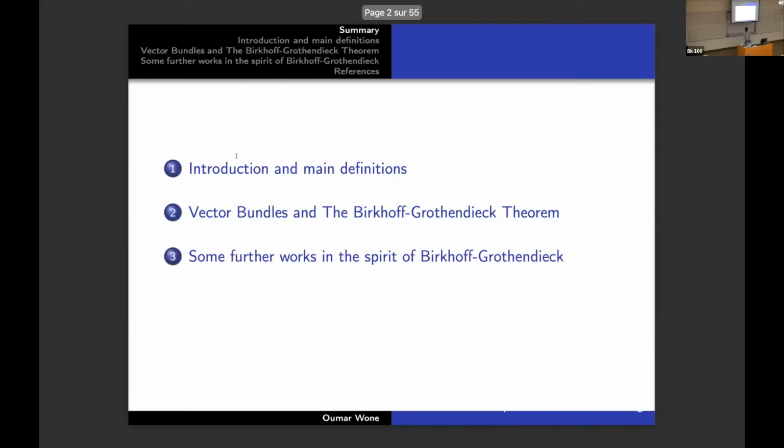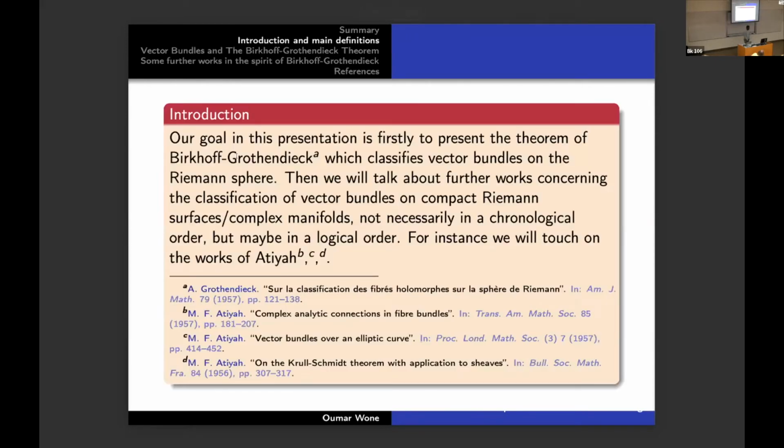So today I will speak about the theorem of Birkhoff and Grothendieck about the classification of vector bundles on Riemann surfaces, on the Riemann sphere. Then I will talk about further works concerning the classification of vector bundles on compact Riemann surfaces or complex manifolds.